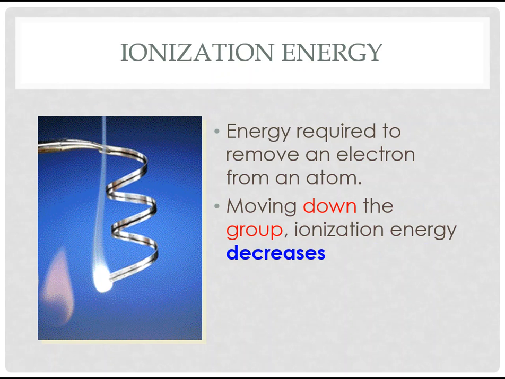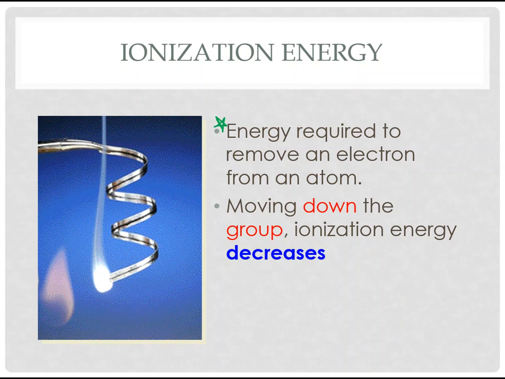Ionization energy: the energy required to remove an electron from an atom. So there's the definition. Definitely know this. This is basically the formation of a cation. Energy required to remove an electron. Now, as you move down a group, the ionization energy decreases.